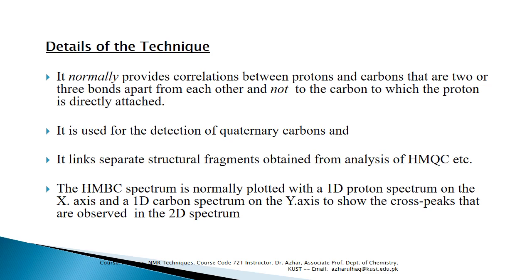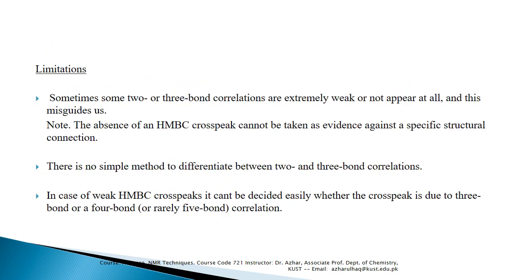The HMBC, as already discussed, this spectrum is normally plotted with a one-dimensional proton spectrum on x-axis, and one-dimensional carbon spectrum on y-axis, to show cross-peaks or correlations that are observed in the 2D spectrum. There are certain limitations of the technique as well.